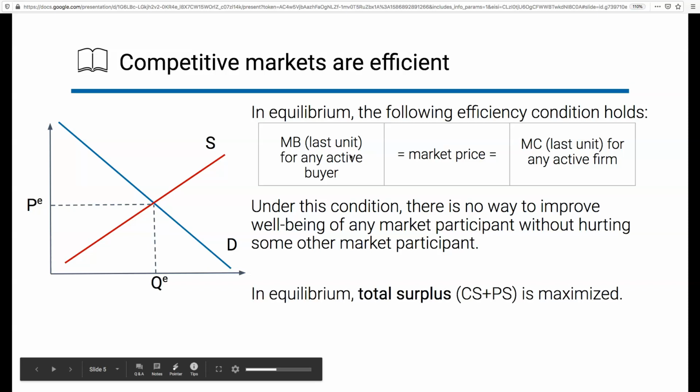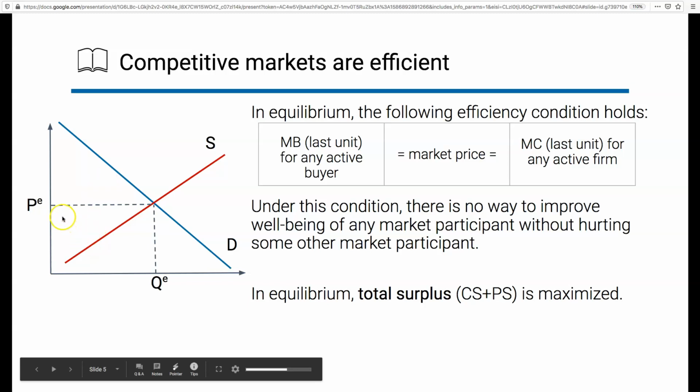Now, another feature that you should remember from earlier in-person part of the class is that in equilibrium, the total surplus, that is the sum of the consumer and producer surplus, is maximized. We can see that, recall the definition. Consumer surplus is the area above the price level under the demand curve. It shows the net benefit to the consumers from purchasing goods in this market.